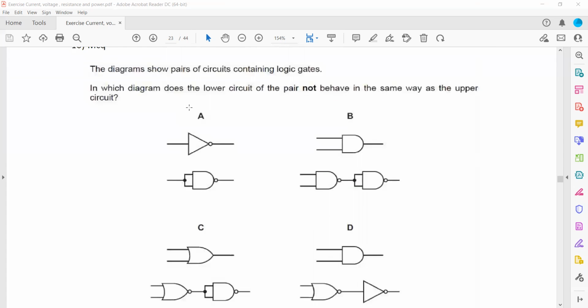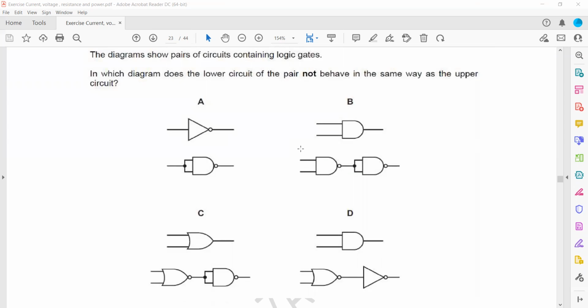The diagram shows pairs of circuits containing a logic gate. In which circuit does the lower circuit of a pair not behave in the same way as the upper? So we have to check. First, you have to identify the circuit using the symbols. You should be able to identify the logic gate.